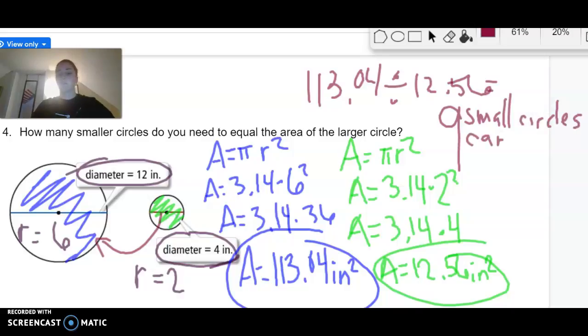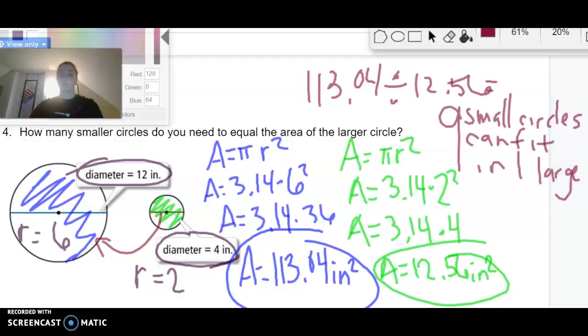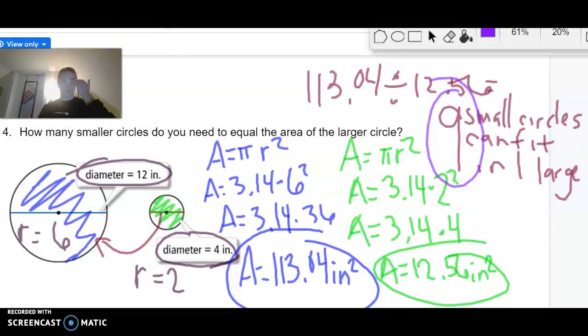can fit in one large circle. Okay? So our answer there for the last question is 9. All right? And that's all for the notes today.